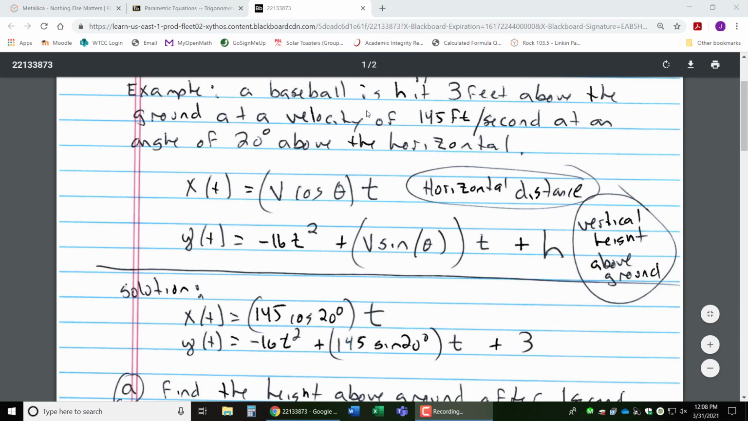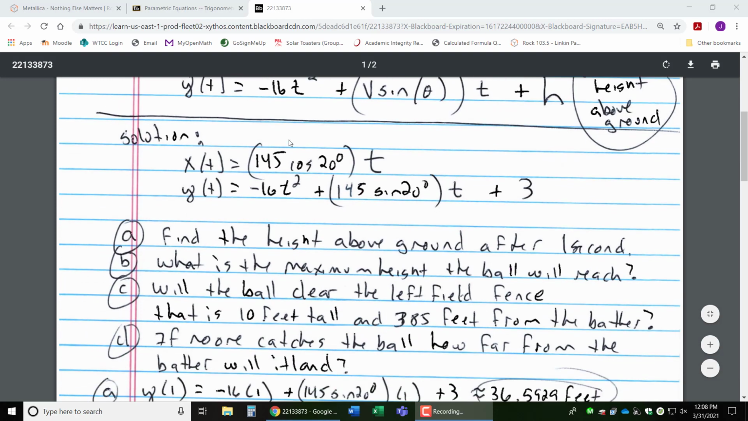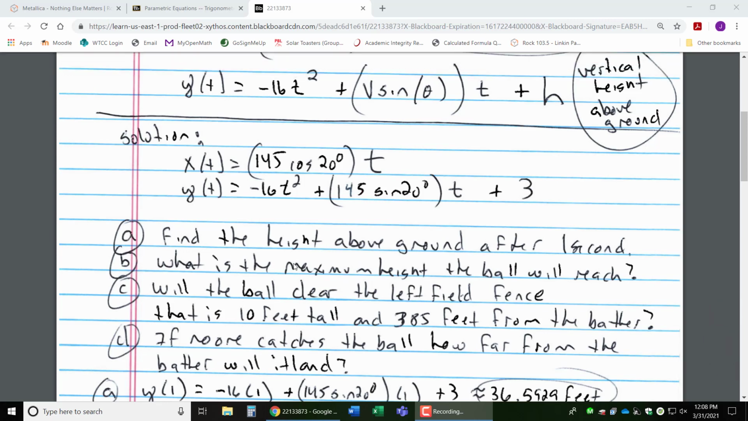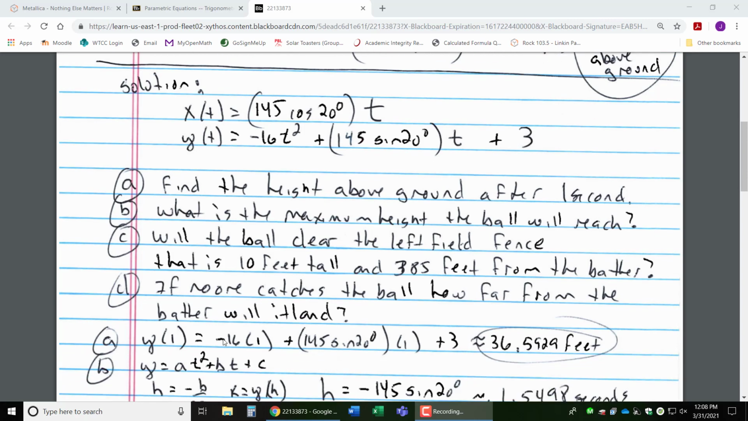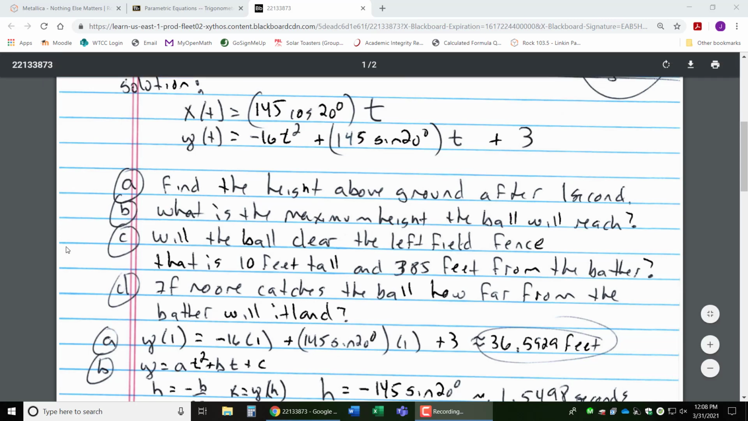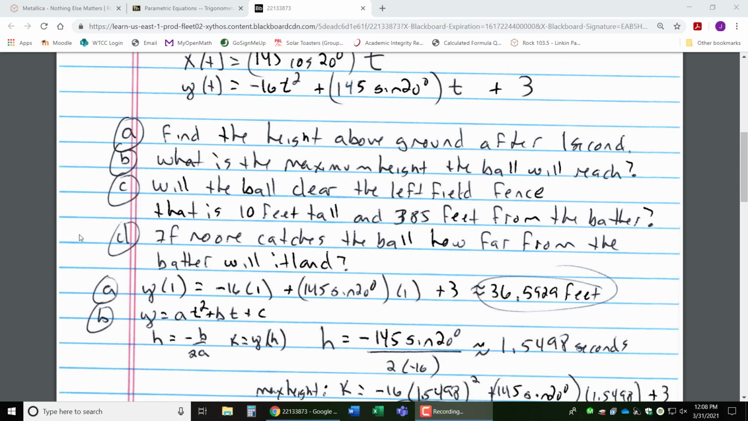So for our specific baseball example with the numbers there, you can see the specific equations in my solution here. And then we have some additional questions to ask. And there are always variations on these questions. So like the part A, it might be, how far from the batter is the ball after a second. That would involve the x equation. This is the height above ground, so it's the y equation. So we just plug the 1 into the y equation, type it in the calculator, there's the answer. Straightforward.